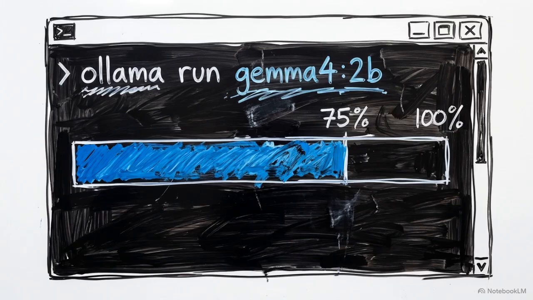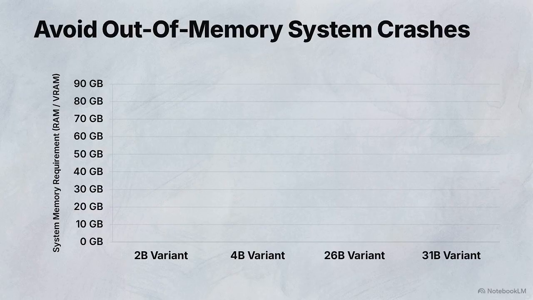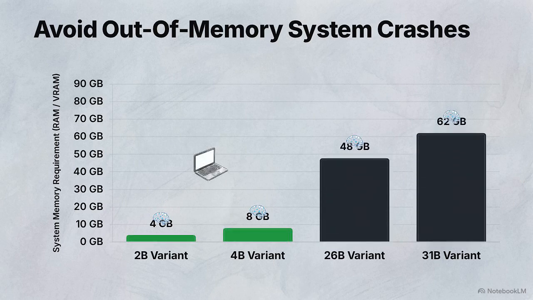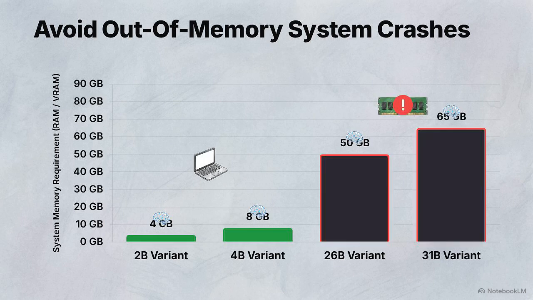Now we give the engine a brain. In that same terminal window, type Ollama run Gemma 4:2b and hit enter. Specifying the 2b or 4b variant of Gemma 4 is critical here. These versions are optimized for standard hardware, ensuring you don't run into out-of-memory errors that would crash your system.